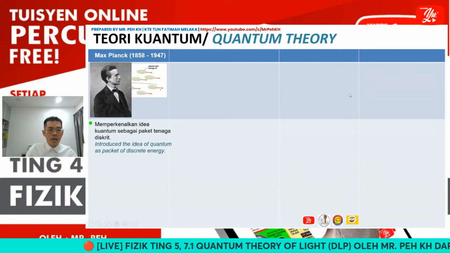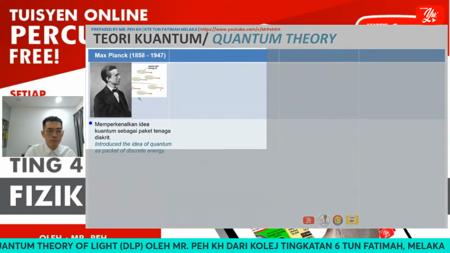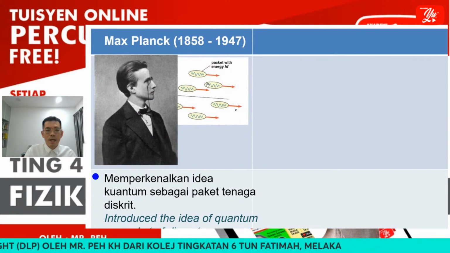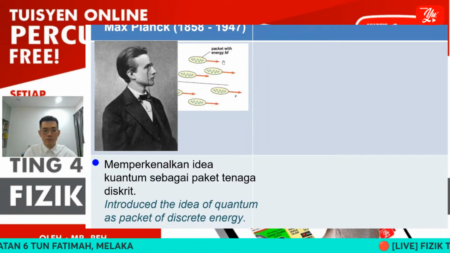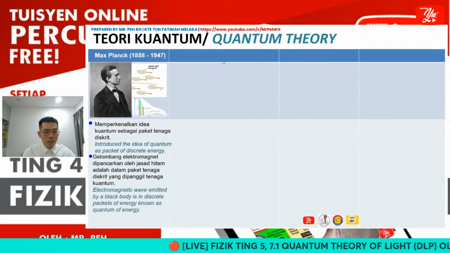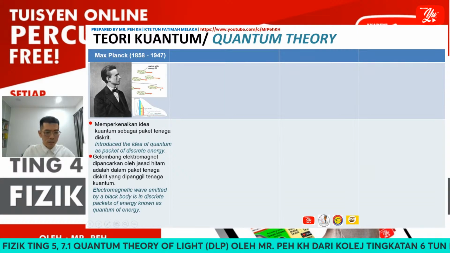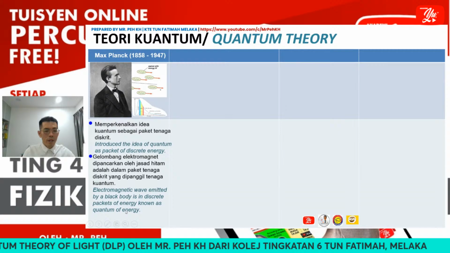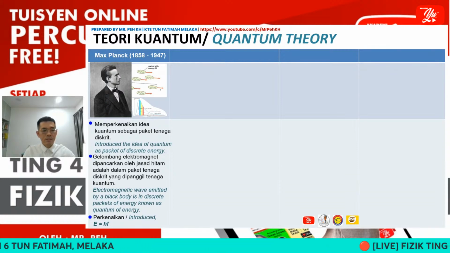So he introduced the idea of quantum as a packet of discrete energy. So you can look at this figure. The light will be in packets with energy, and we are going to discuss this in detail at Learning Center 2. Then the next point: the electromagnetic wave emitted by a black body is in discrete packets, which is known as the quantum energy. And he also introduced the formula that relates the photon energy to the frequency.